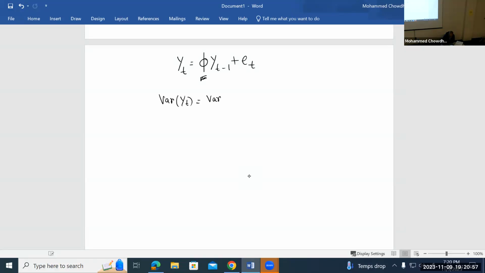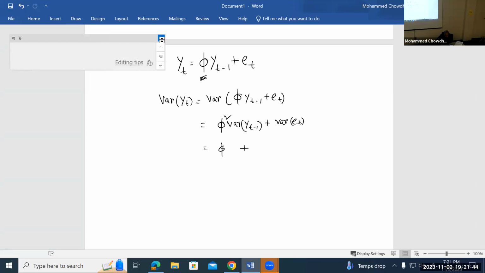Let me write here the variance of yt. It should be the variance of phi yt minus 1 plus et. Take a look. This is a constant with the variable term, so I can write it like this: phi squared times the variance of yt minus 1 plus the variance of et. Now take a look. This is equal to sigma square, and this is equal to the variance that we found before.